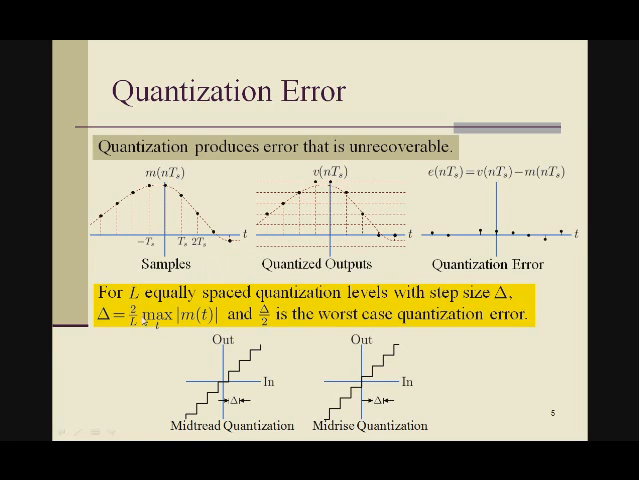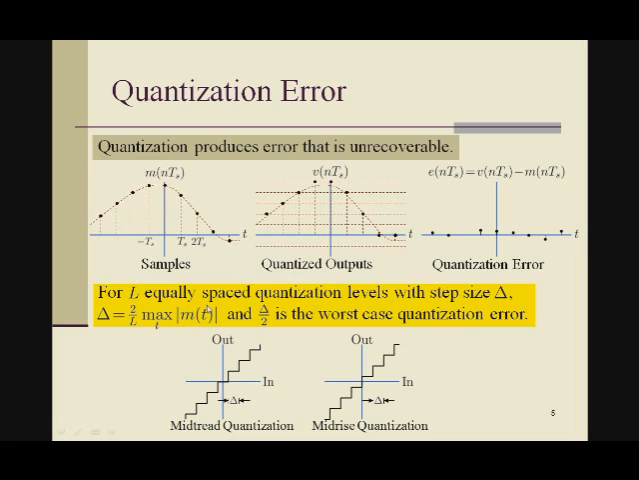And so 2 times that max value will give you the total range from top to bottom. And we basically need to divide this up into L levels, each of which has step size delta. So we'll have delta times L equal to 2 times that max. And so dividing by L, we get delta as 2 over L times the max.